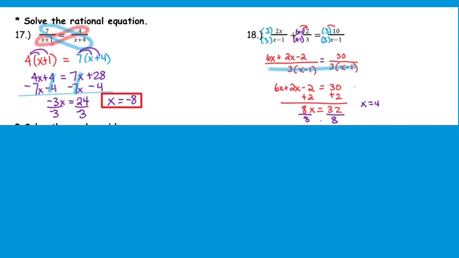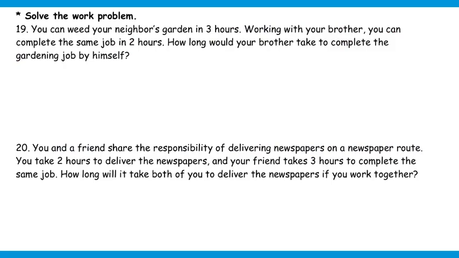Now this process of being able to cross out a common denominator once you've gotten a common denominator really helps us with the next phase of these word problems, right? So you can weed your neighbor's garden in 3 hours, and working for your brother, you can complete the same job in 2 hours. What would your brother's rate be, right? It seems like he's been awfully helpful, but let's see if he really is helpful or not.